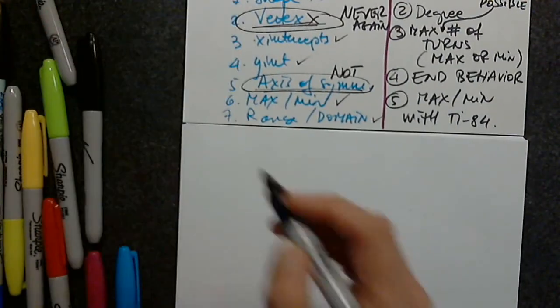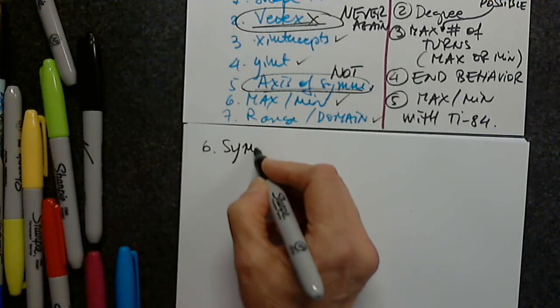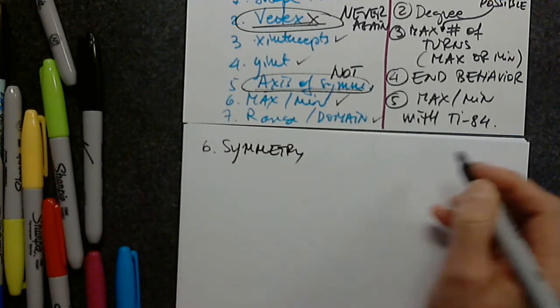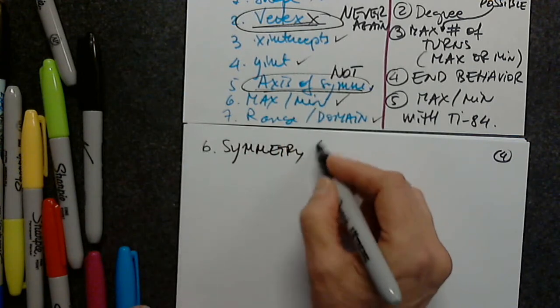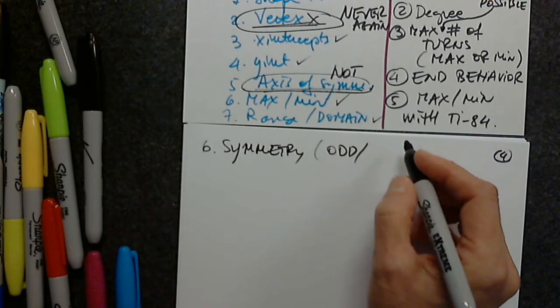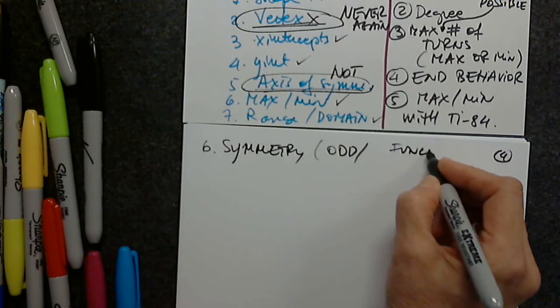Number 6, symmetry. I don't mean the axis of symmetry. There is no such thing. By symmetry, you mean an odd or an what type of function? Even. Yes.